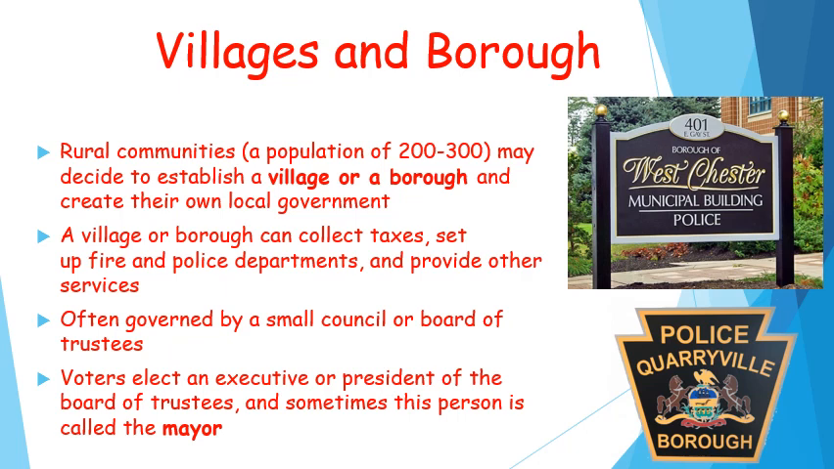These governments, because they're given permission by the state, have the ability to collect taxes, set up emergency service departments, and provide other services to their residents. Usually they are run by a small council or a board of trustees. These would be elected local officials again. And they would also choose either some kind of an executive. Sometimes they might be called the president of the board of trustees. Sometimes this person is called the mayor. So it all depends on how each village or borough is set up.